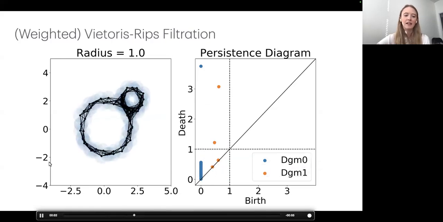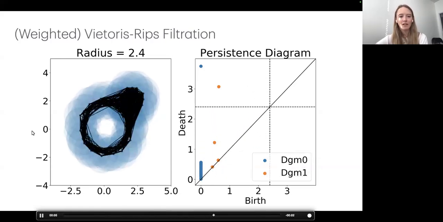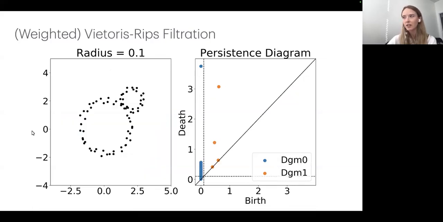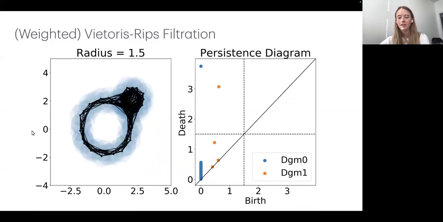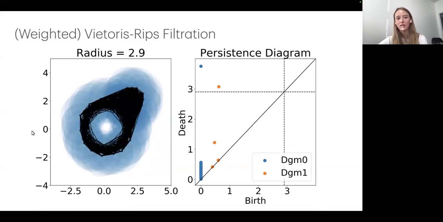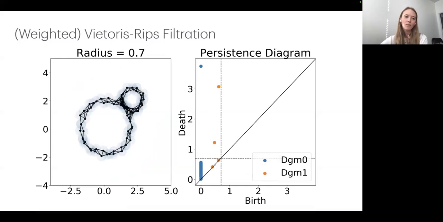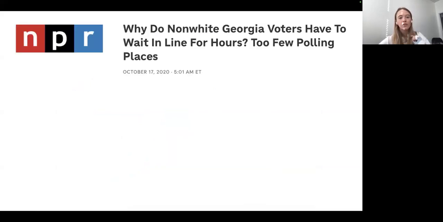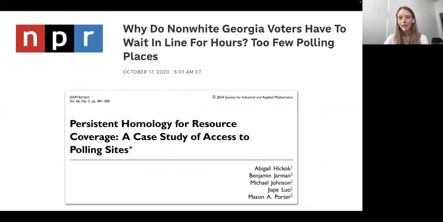So this idea of the sub-level set filtration is primarily what we'll use. But first, the previous work is using this Vietoris-Rips filtration. So this work was originally motivated back in 2020 after there were issues in people accessing polling sites. So some work by Abby Hickok and several others from UCLA, they wrote this paper where they were looking at using persistent homology to study access to polling sites.